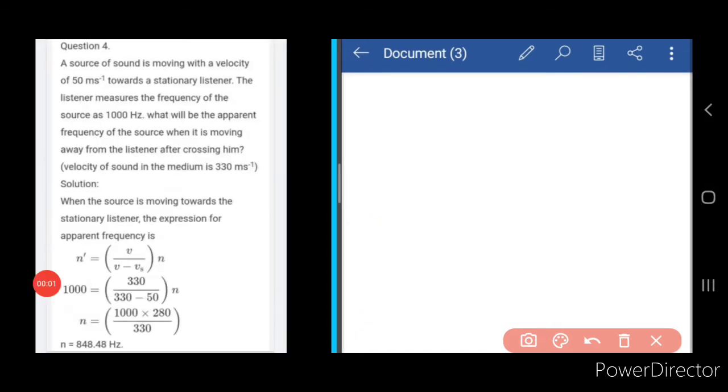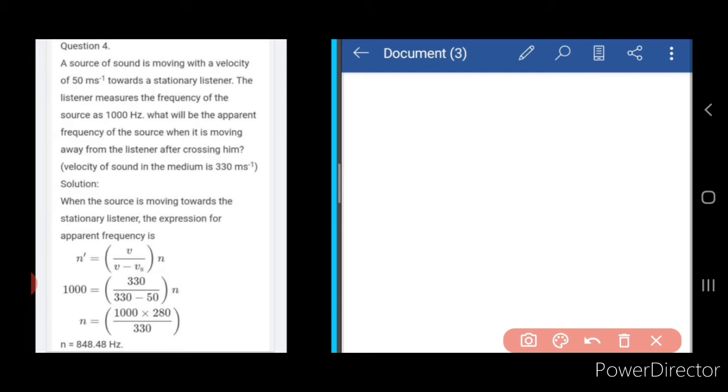Now the fourth question is, a source of sound is moving with a velocity of 50 meter per second towards a stationary listener. The listener measures the frequency of the source as 1000 hertz. What will be the apparent frequency of the source when it is moving away from the listener after crossing him? And the velocity of the sound in the medium is given as 330 meter per second.